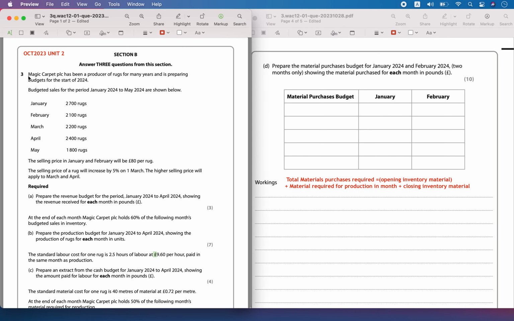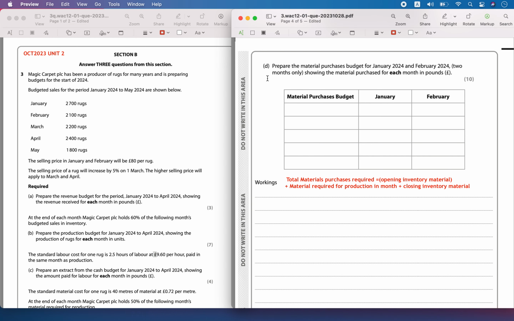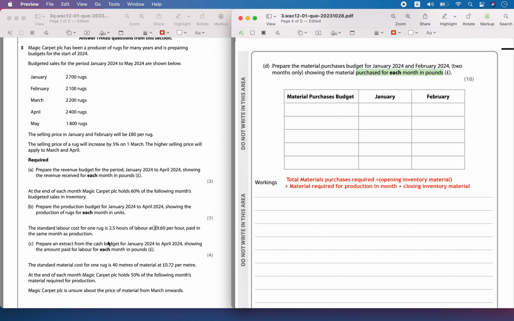Hello, today we are solving October 2023 paper Unit 2, third question, Part D. Prepare the material purchases budget for Jan 2024 to Feb 2024, showing the material purchase for each month in pounds.